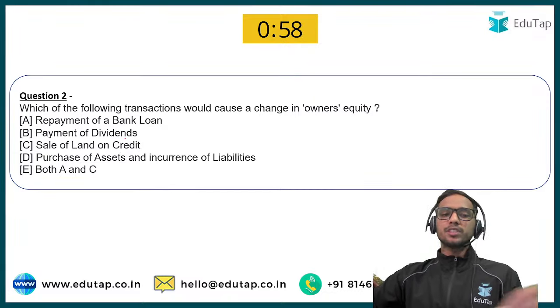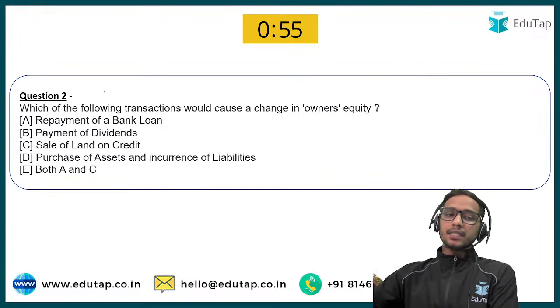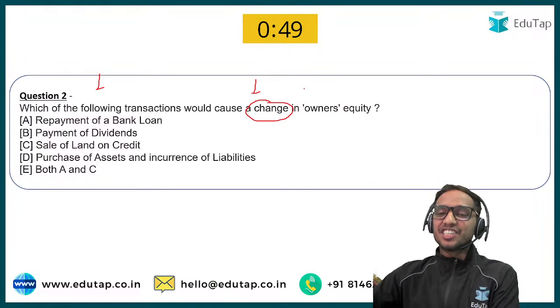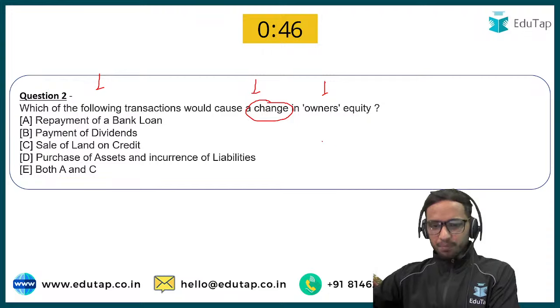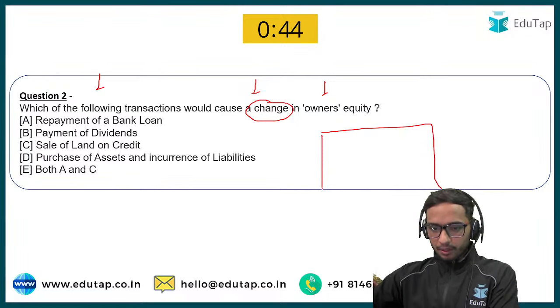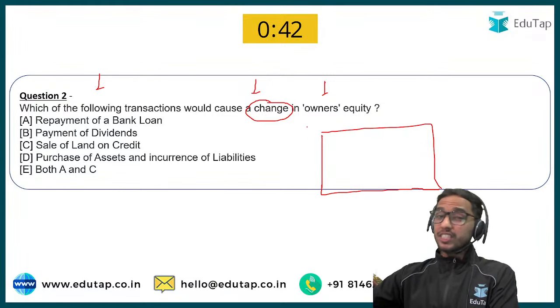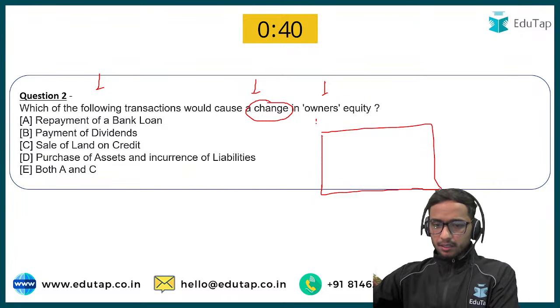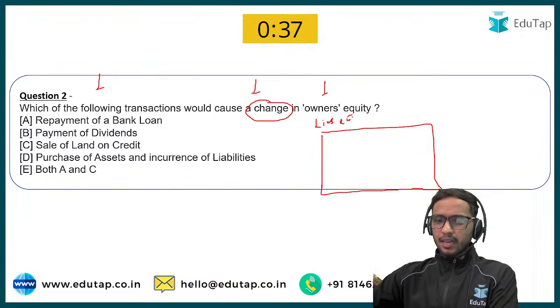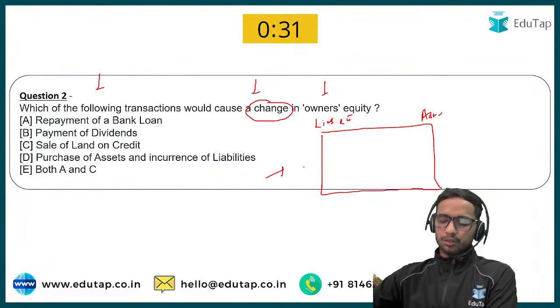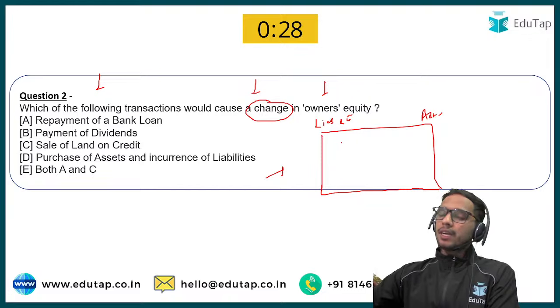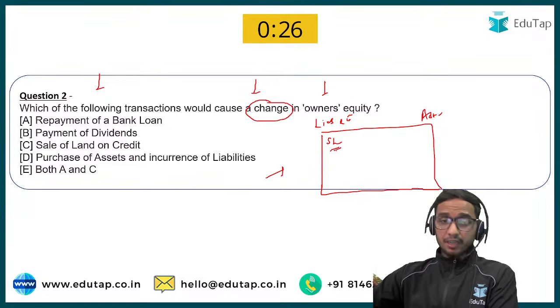Okay, so let's come to the second question of the day, that says: which of the following transactions would cause a change in owner's equity? See, we have the balance sheet in which the left hand side is your liabilities and equity. You know this thing. And we have the asset side when we talk about the traditional balance sheet, not as per the Companies Act 2013. In the liabilities and equity side, what do we have? We have shareholders fund.